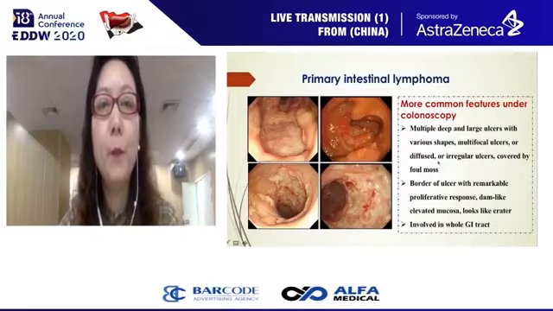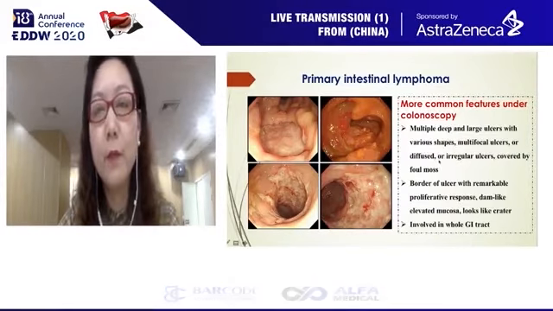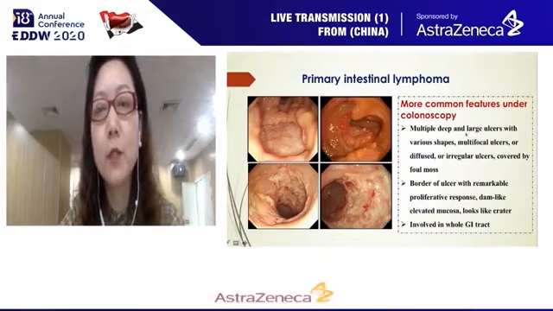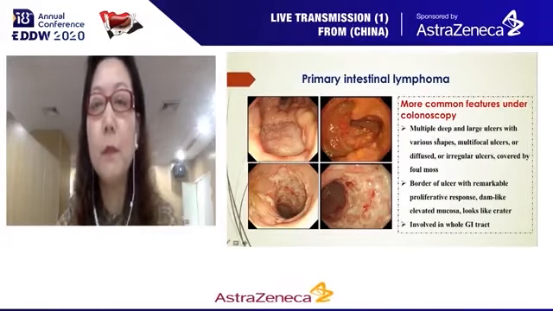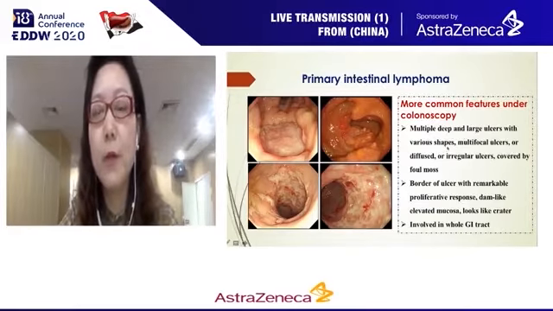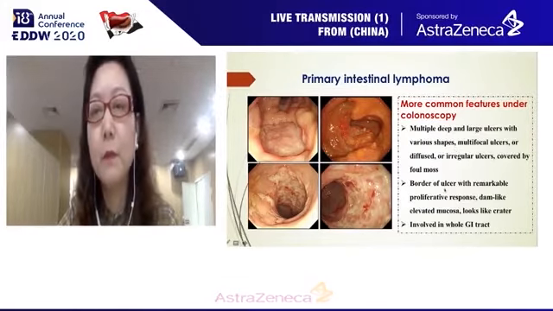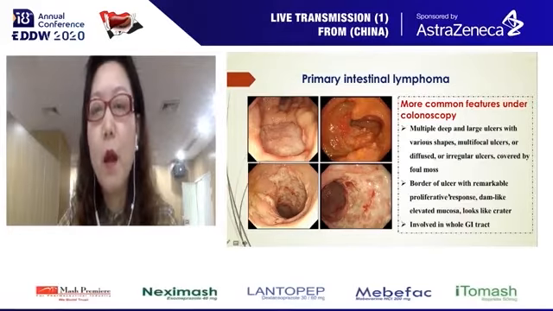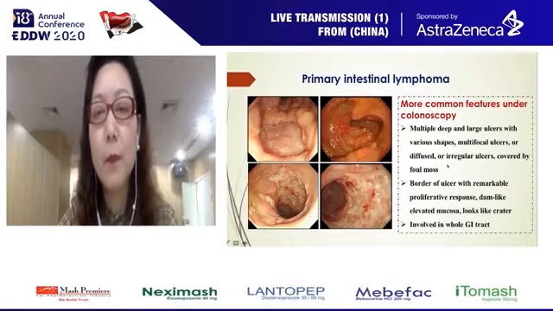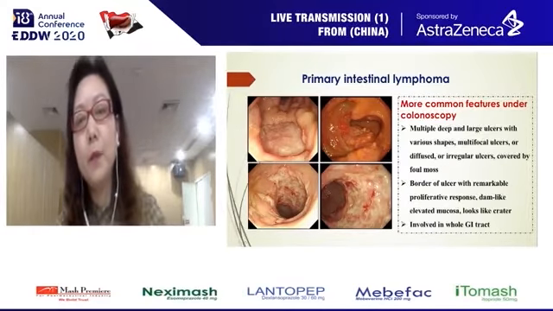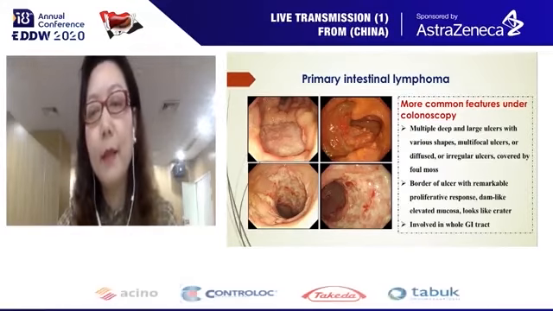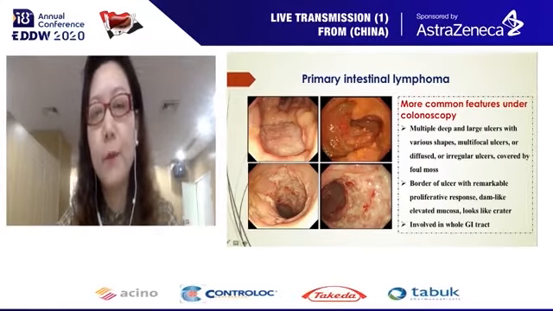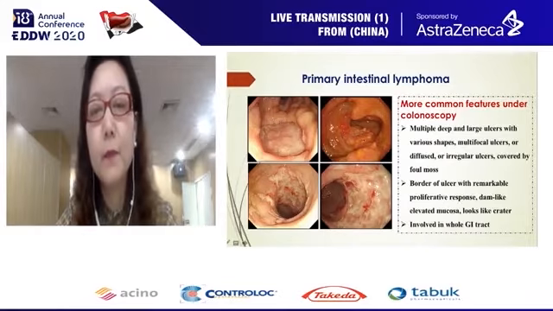And for primary intestinal lymphoma, more common features in the endoscopy of PIL include multiple deep and large ulcers with various shapes, multifocal ulcers, or diffused or irregular ulcers covered by foul moss. Bulky ulcers with remarkable proliferation response, dam-like elevated mucosa, just right here, and it looks like a crater. The ulcer can involve the whole GI tract.